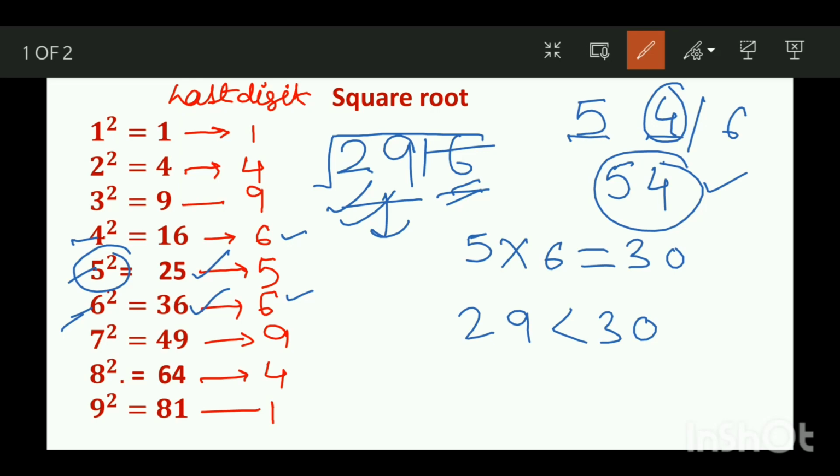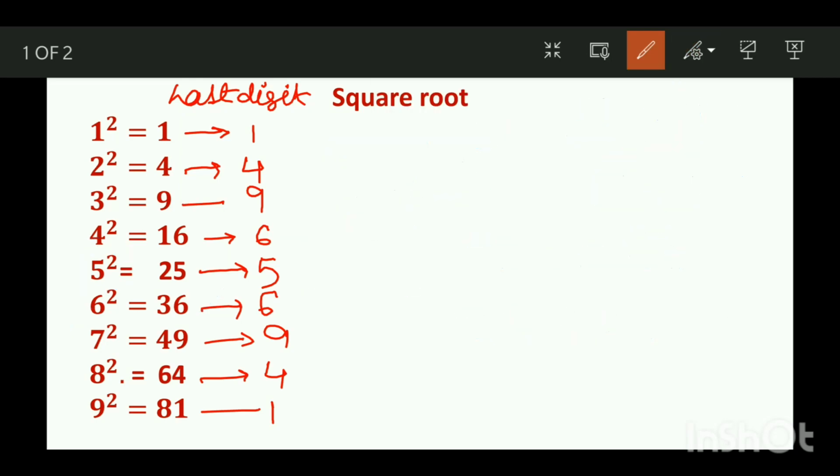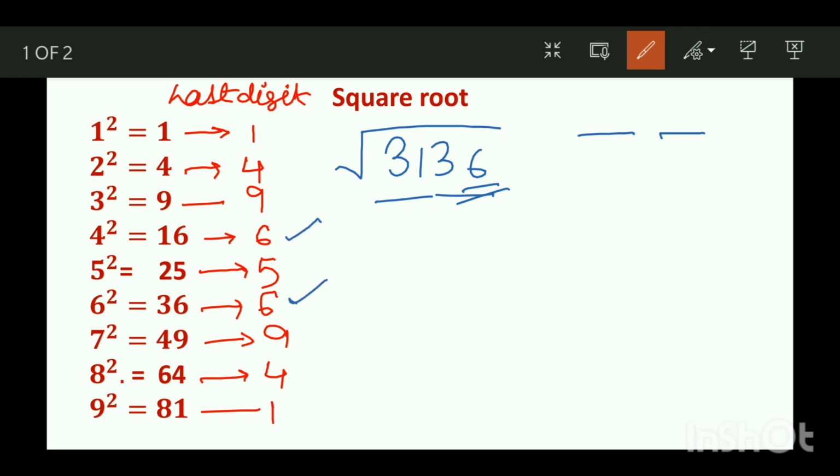Okay. Let's take another example. Like take 3136. Okay. If we have to find out the square root of 3136, what we will do? First we will do pairing. Then there would be two digits in the square root. Now we will see the last digit. Last digit is 6, means here could be 4 or 6. Because with 4 square we get last digit 6 and with 6 square we get last digit 6. So here could be 4 or 6.